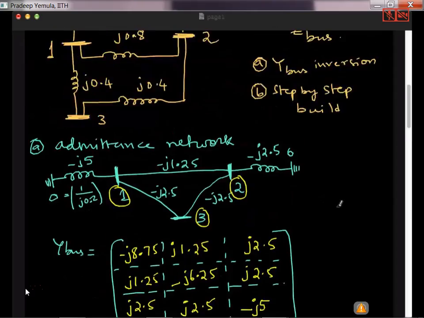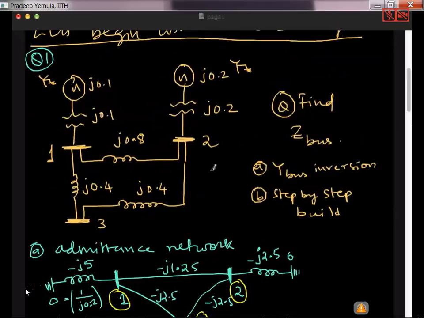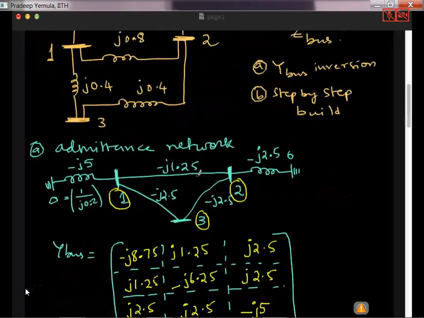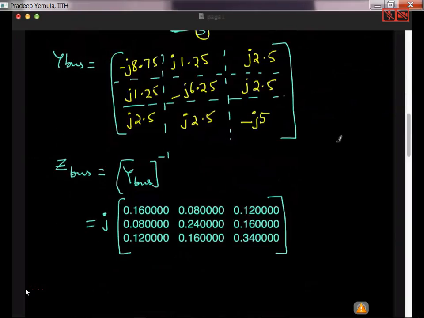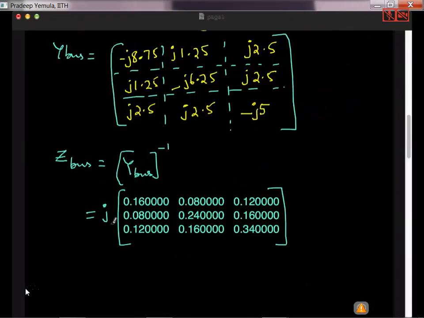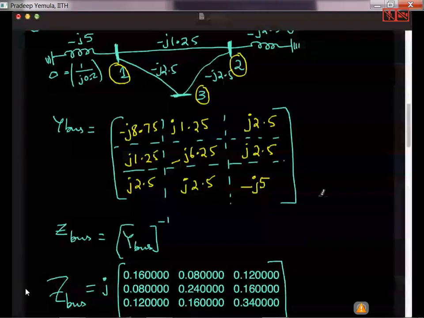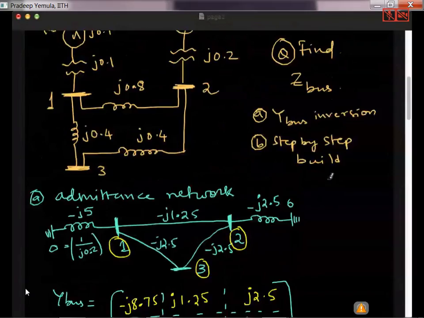So I hope you are comfortable with this. This is the given power system. I created the admittance network first, and from that admittance network I created the Y bus, and from that Y bus, using MATLAB, I inverted, and then finally I got the Z bus here. This is the Z bus. So this is the first method of doing it.